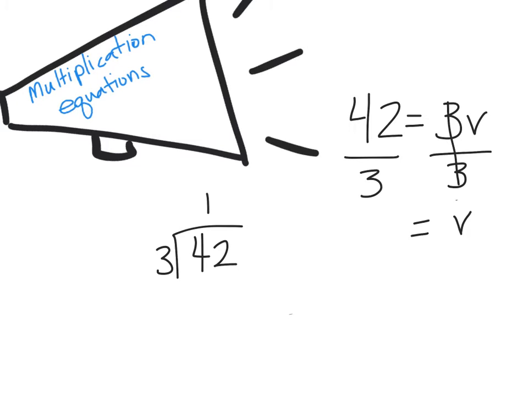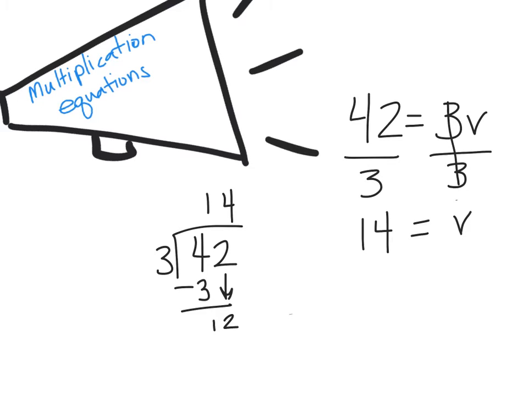Let's work that out. 3 into 42: 3 into 4 goes 1 time. 4 minus 3 is 1, bring down the 2. And so 4 times 3 is 12. Therefore, 14 is equal to v.